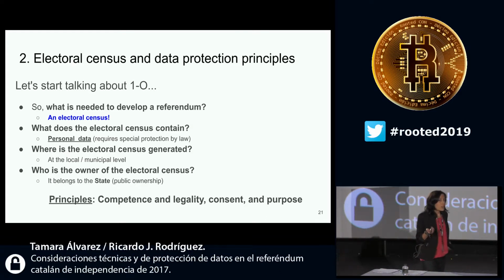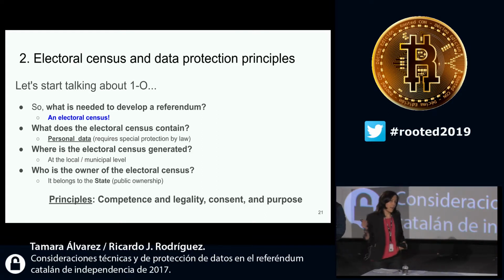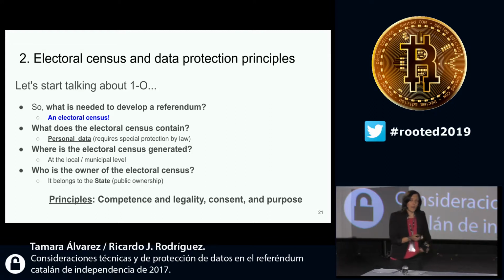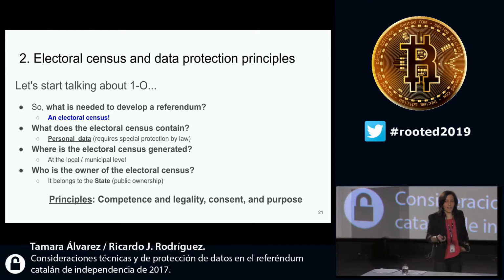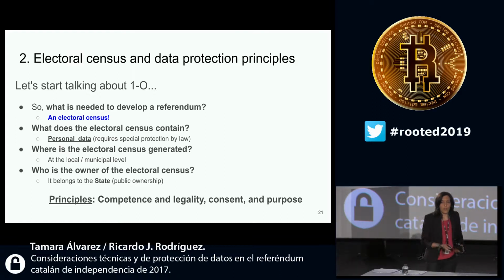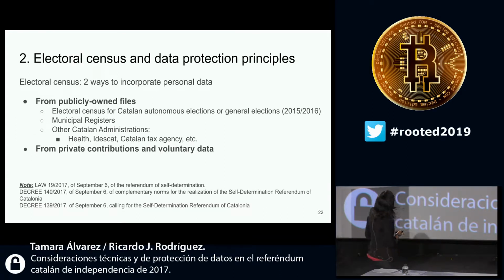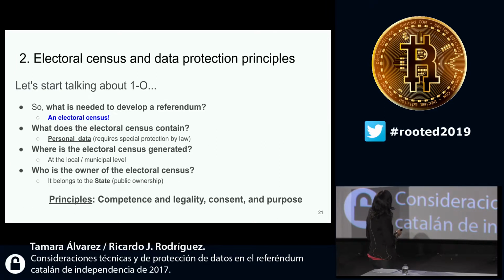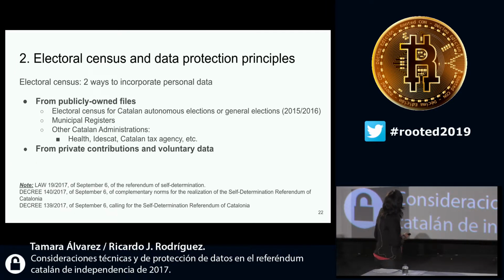So if we start from the fact that this is a file whose owner is the state, do you believe that with everything that has happened before, the state is going to just graciously hand over that part of the electoral census? Of course not. But the Parliament of Catalonia and the Generalitat were behind the whole operation, and therefore they were ready for this possibility.